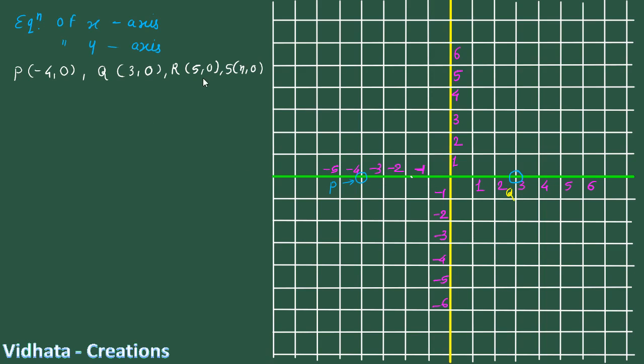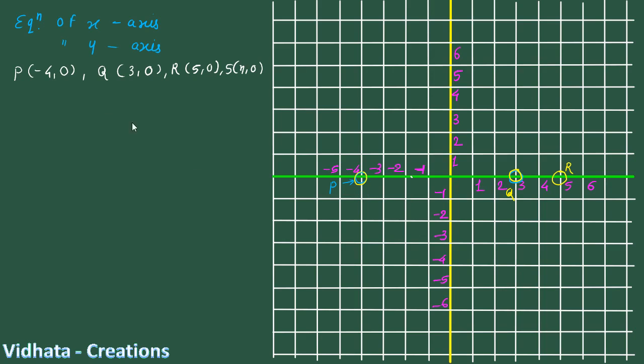Again we will draw another point R. The coordinates of R are (5, 0). The x coordinate is 5 and the y coordinate is 0, so here is point R. Thus, if you take any point in the form (n, 0), a number and 0, you are going to see that all these points P, Q and R lie on the x-axis itself.